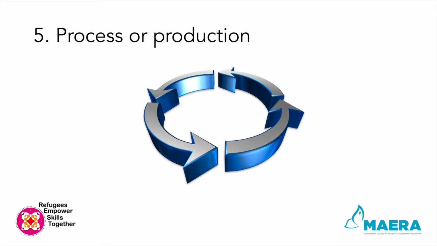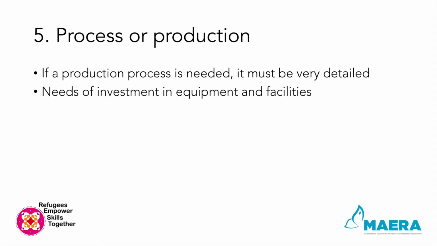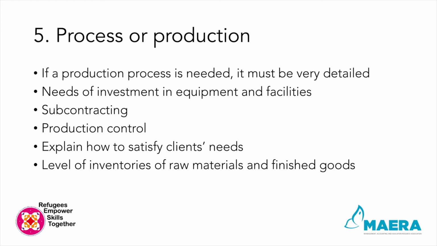Fifth, the process or production. It's important to describe it in a very descriptive way. It's also important to verify if it is necessary to invest in equipment and facilities. We need to verify the need of outsourcing. Production control: we need to explain the way clients' needs are satisfied. And it's also important to explain the level of inventories of raw materials and finished goods.